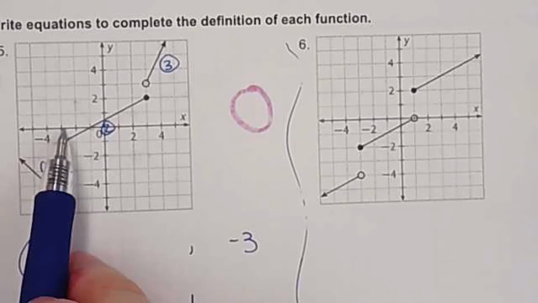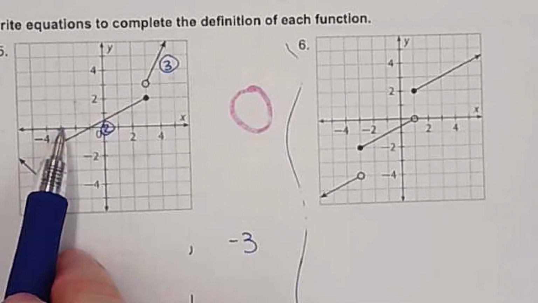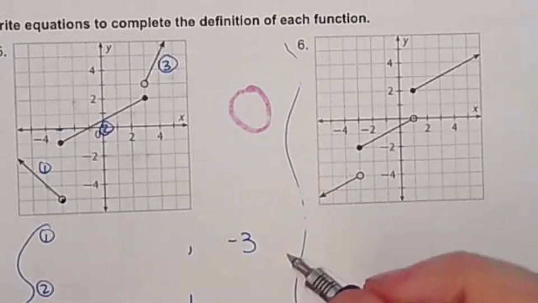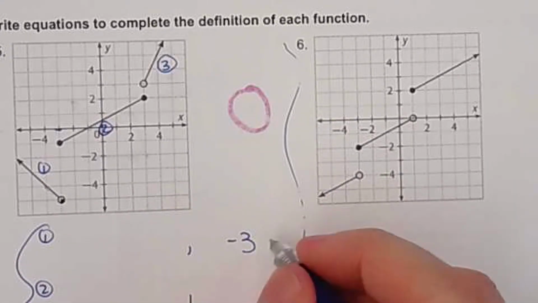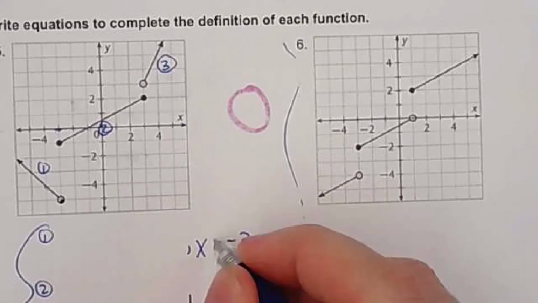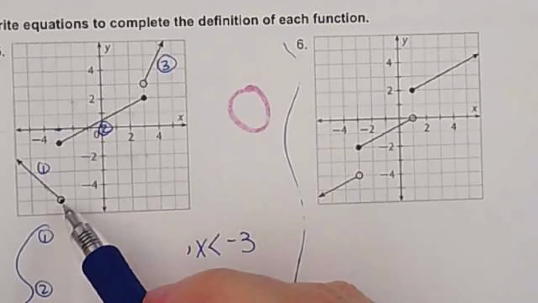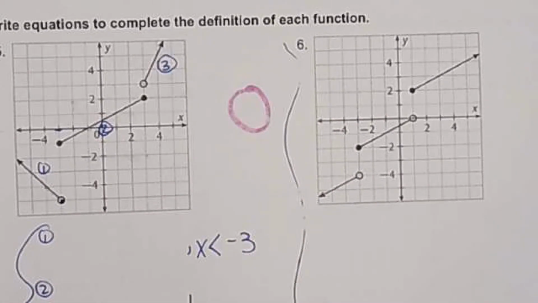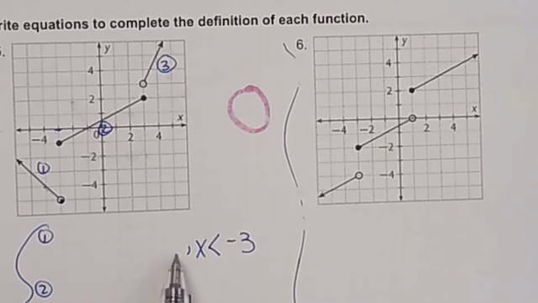X is anything less than, because it's to the left. See how this keeps going to the left? So it's anything to the left of -3. So x is less than -3 is what we want. And because it's an open circle, I don't put a line underneath. And that's it. It goes on forever, so I don't need another number to cut it off. I just leave it like that.